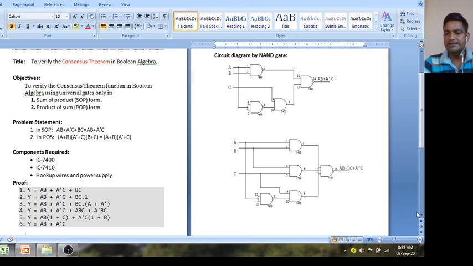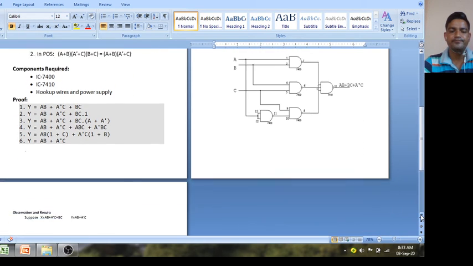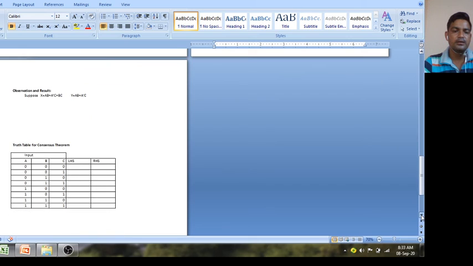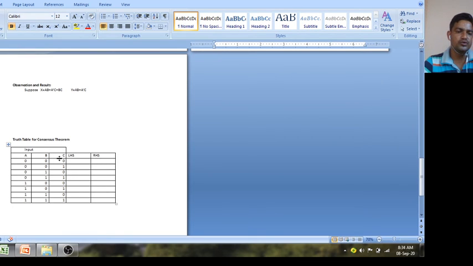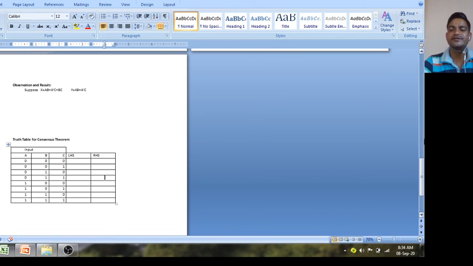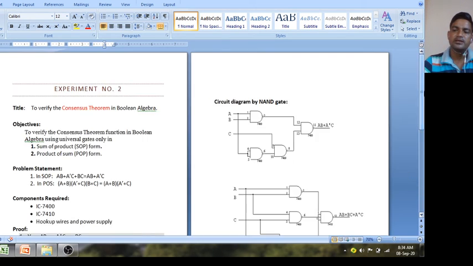And when you check the result in the truth table, you will get the result 0, 0, 0. You will get the same result here and the same result here. Similarly, when you are checking 0, 1, 1, 1, here you will get either 0 or 1, the same result, either 0 or 1 you will get here. In this way you can verify your consensus theorem in the lab. This is all about your consensus theorem. This is a very important theorem in Boolean algebra because it is very useful to minimize any Boolean expression.